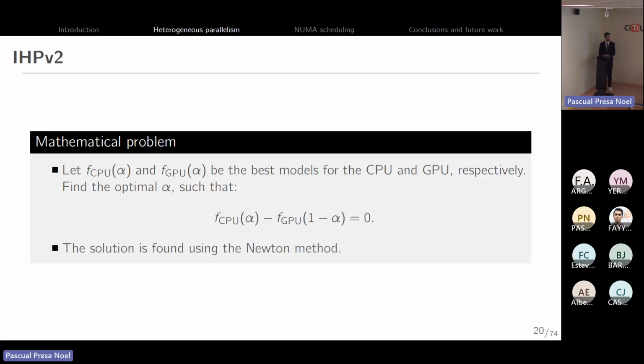Finally, our mathematical problem is quite simple. Once we have two functions that model the behavior of the CPU and the GPU, we just need to find the value of alpha, so those functions cancel each other. And the solution is found using a traditional Newton method.